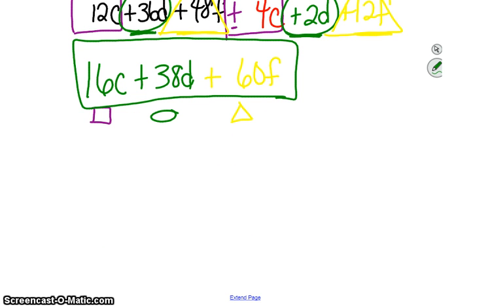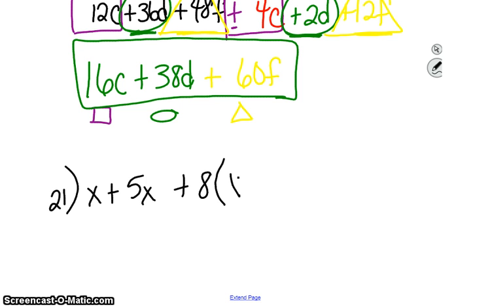Let's look at one more example. Let's look at number 21. I've got x plus 5x plus 8 times the quantity of x plus 2. So to do that, by order of operations I first look inside the parentheses. I cannot combine x plus 2, so therefore I must use the distributive property to get inside.